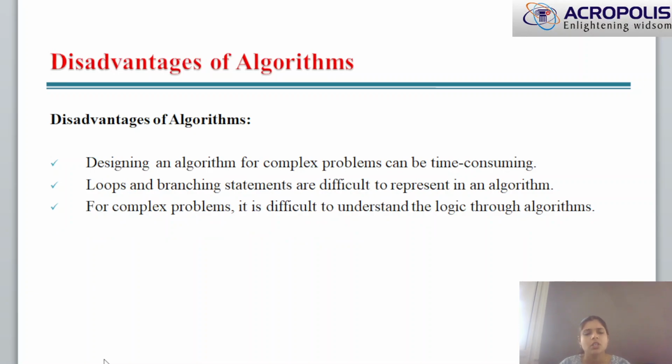Disadvantages of algorithms. Designing an algorithm for a complex problem can be time consuming. Loops and branching statements are difficult to represent in an algorithm. For a complex problem, it is difficult to understand the logic through algorithms.